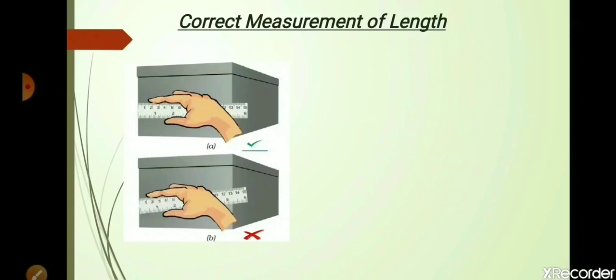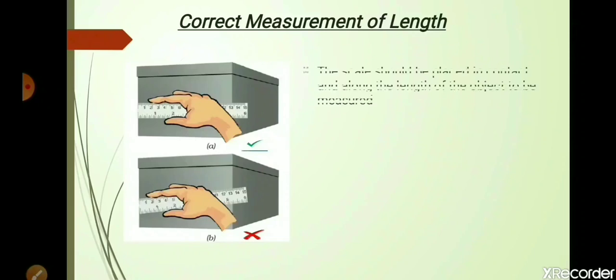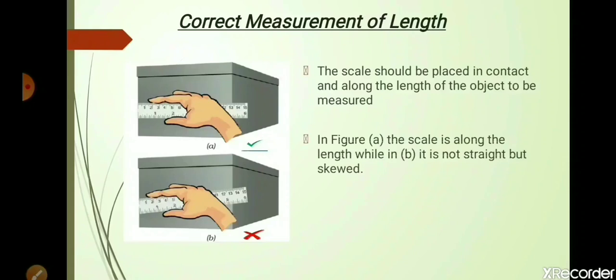In figure A, the scale has been put along the length of the box in a straight fashion, whereas in figure B, the scale is not straight but skewed, and so the result of measurement is not going to be correct in case of B. So whenever we are going to measure a length, our scale should be placed along the length in a straight manner. So figure A is the correct way of measuring any length, and figure B is incorrect.